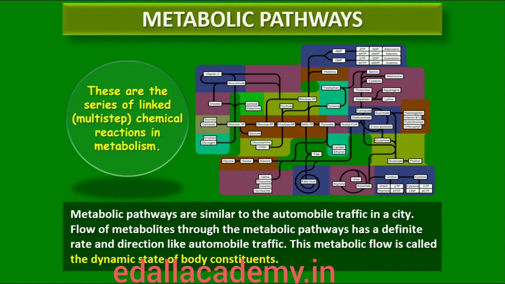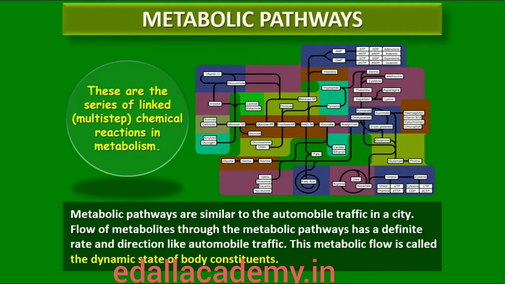We can list tens and thousands of such examples. The majority of these metabolic reactions do not occur in isolation but are always linked to some other reactions. In other words, metabolites are converted into each other in a series of linked reactions called metabolic pathways. These metabolic pathways are similar to the automobile traffic in a city. These pathways are either linear or circular. These pathways crisscross each other. For example, there are traffic junctions.